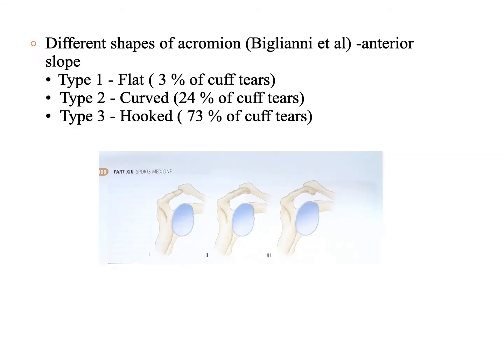Now, acromion is morphologically classified by Bigliani et al. based on its anterior slope. So type 1 is flat, accounting for about 3% of cuff tears. Type 2 is curved, accounting for about 24% of cuff tears, and type 3 is hooked, accounting for about 73% of cuff tears.